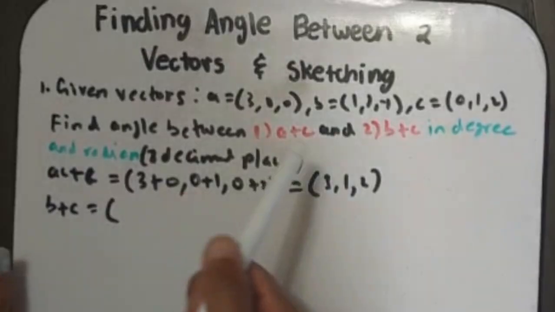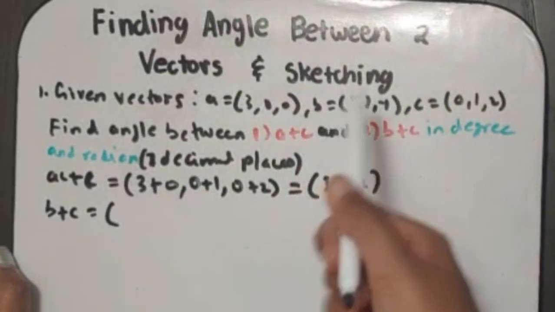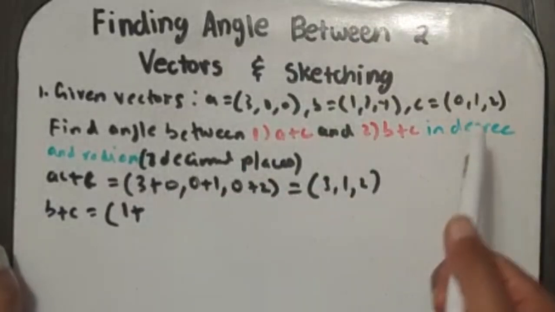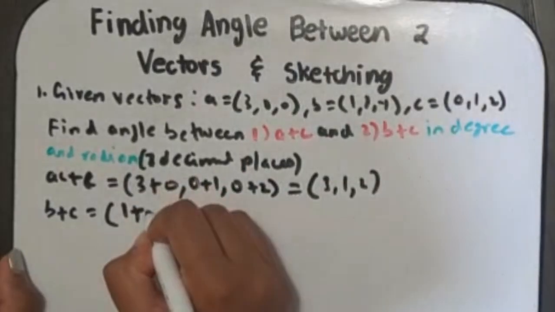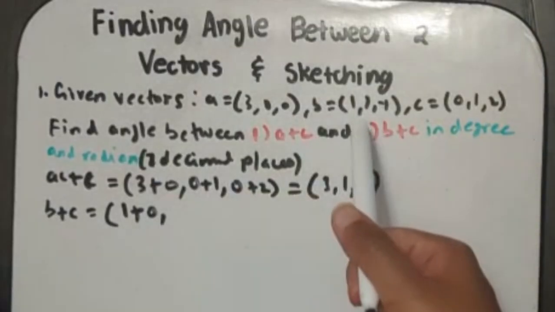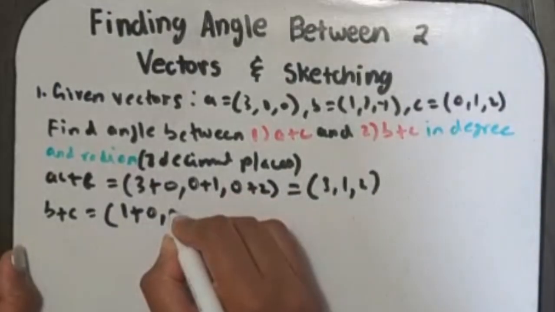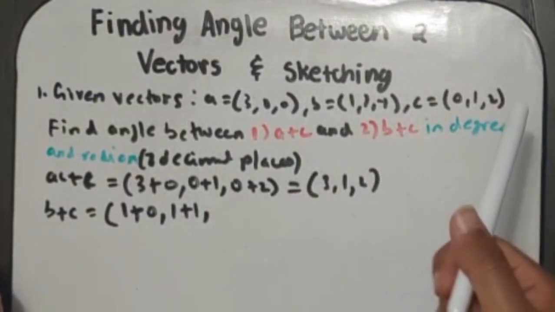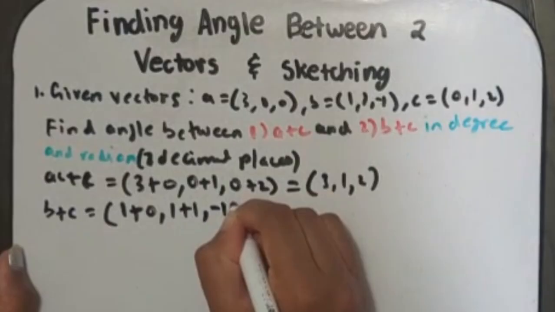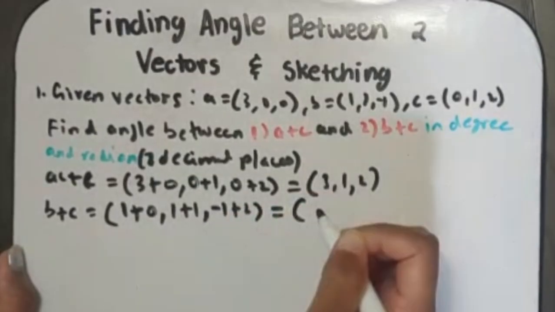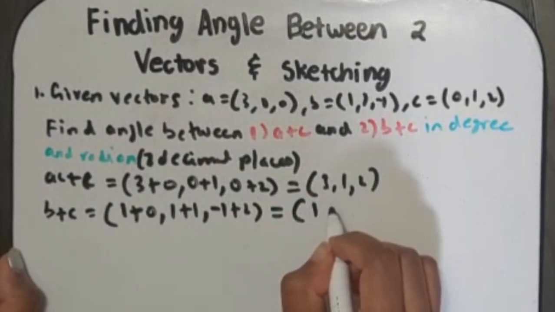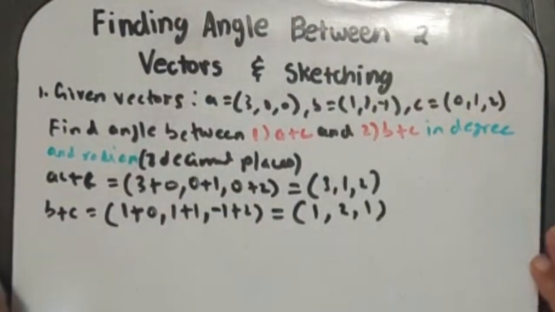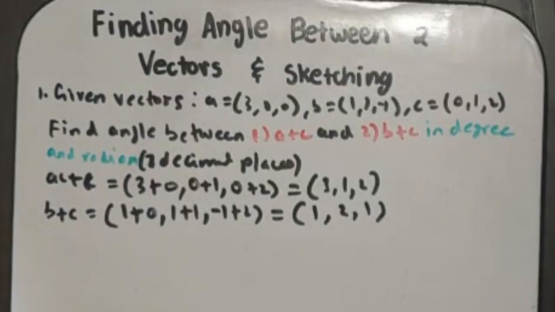B plus c, same thing. We add the components, each of the components of b and c. The first component of b is 1, and the first component of c is 0, so 1 plus 0. The second component of b is 1, and the second component of c is also 1, so 1 plus 1. The third component of b is negative 1, and the third component of c is 2, so negative 1 plus 2. From that, we get our vector being (1, 2, 1). So those are our two vectors now, and we need to find the angle between these two vectors.